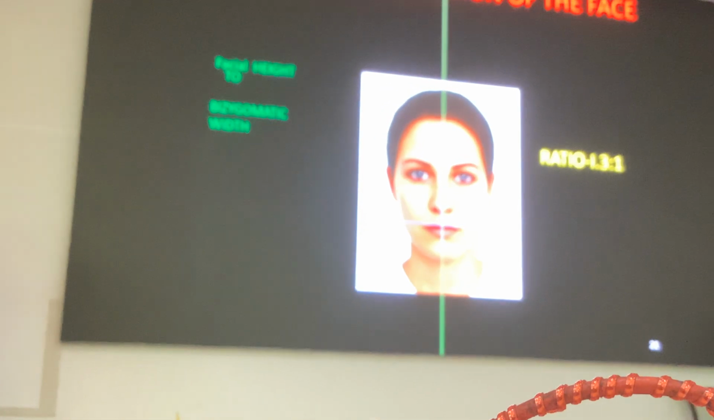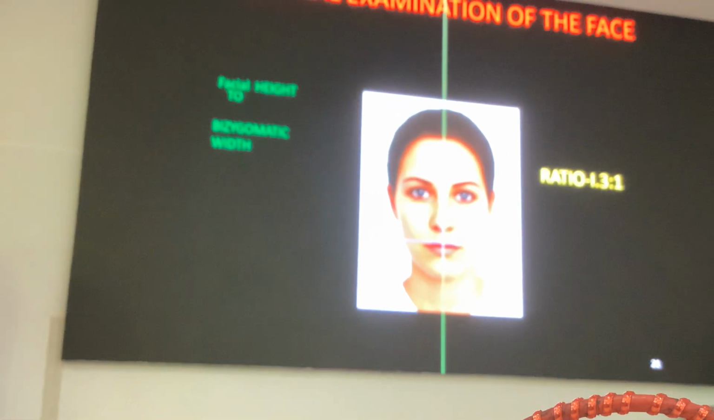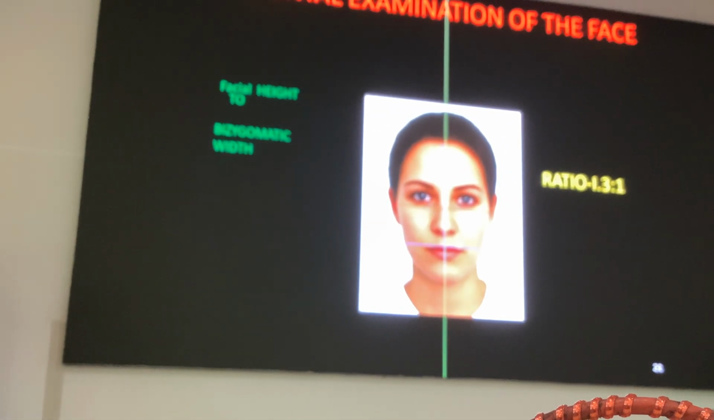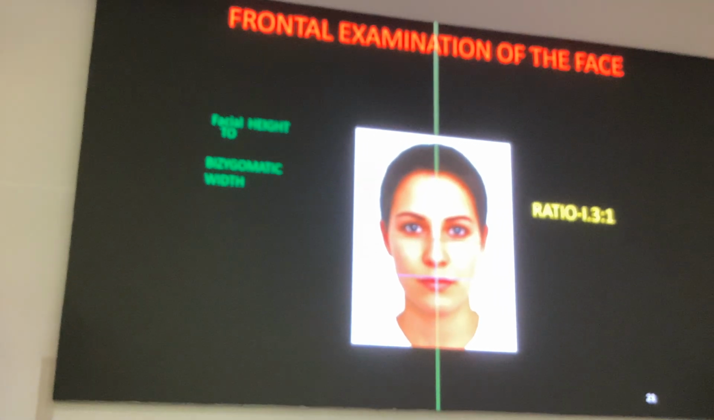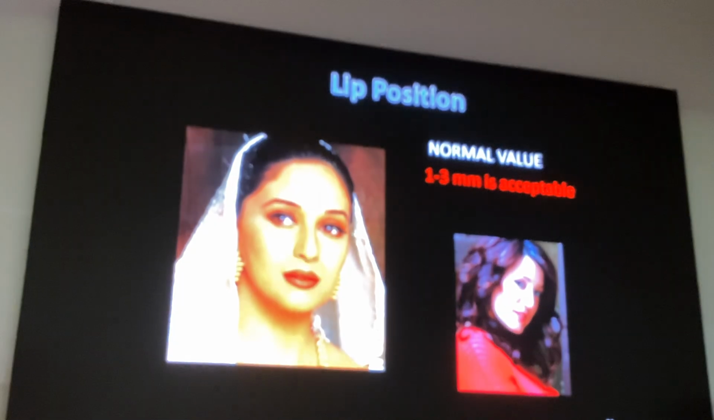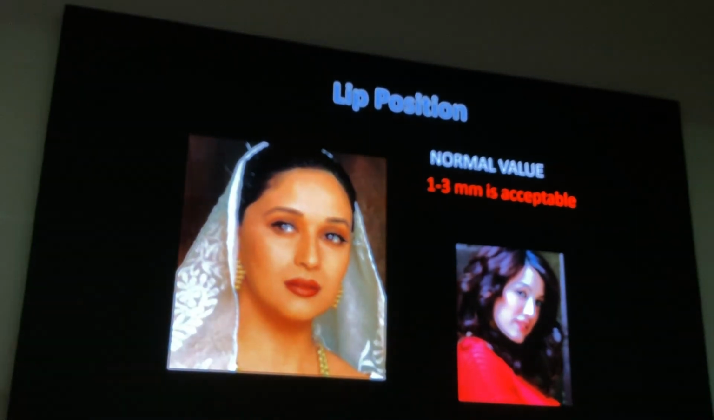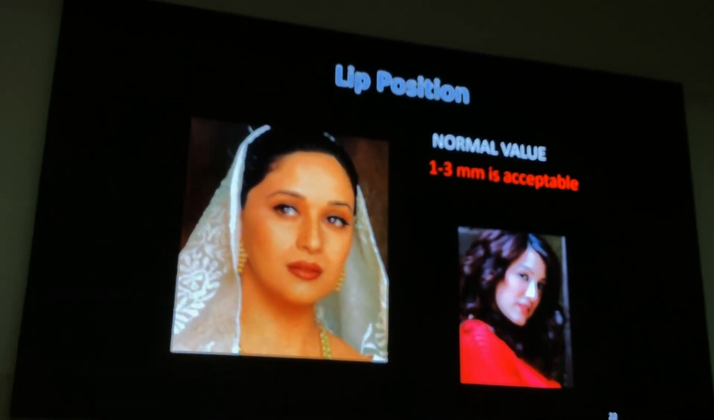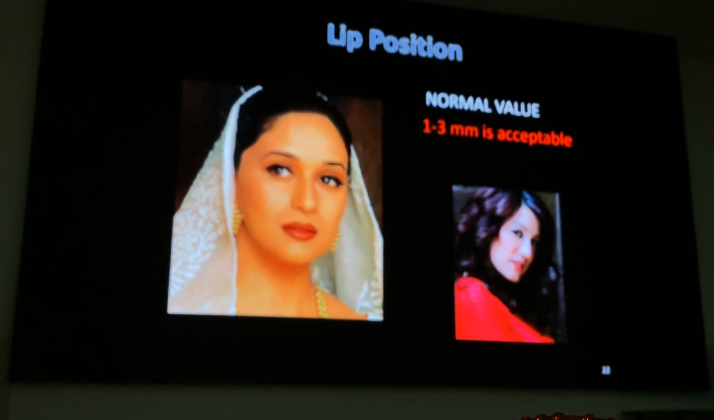We are looking for the ratio, vertical height to the bizygomatic width, and bigonial width will be around 70% less than this. Dentition, full smile, normal, and repose, 1 to 3 mm of visibility of the teeth is acceptable. Okay?